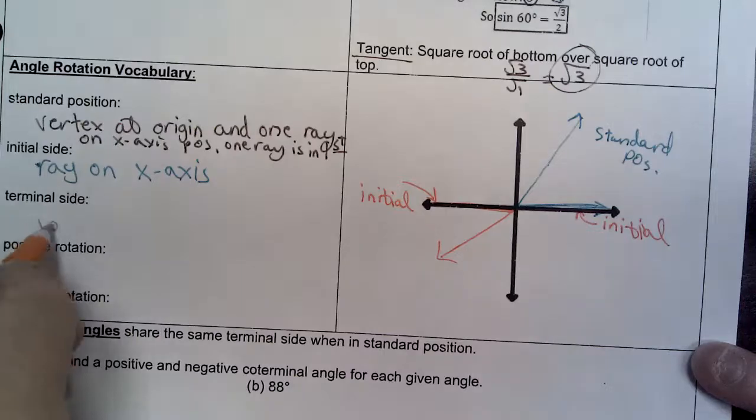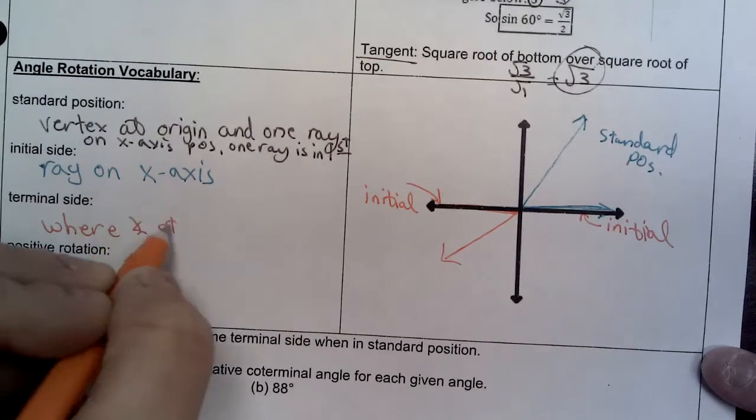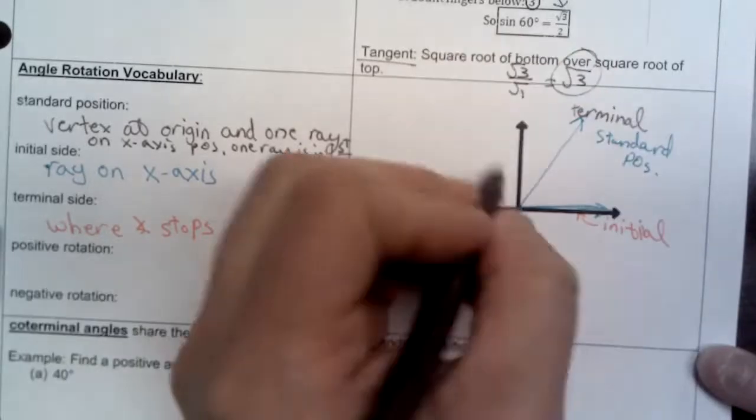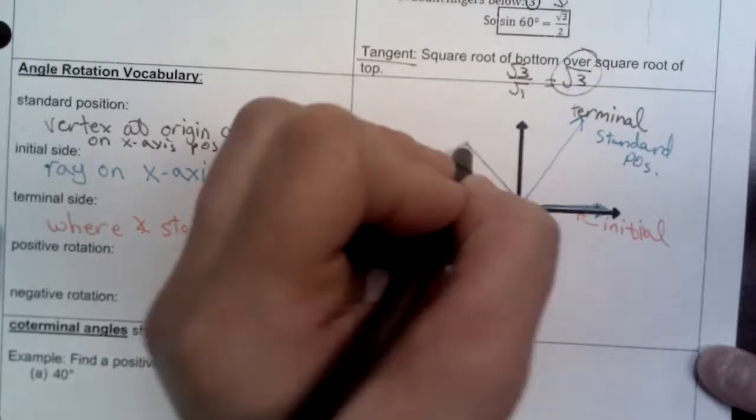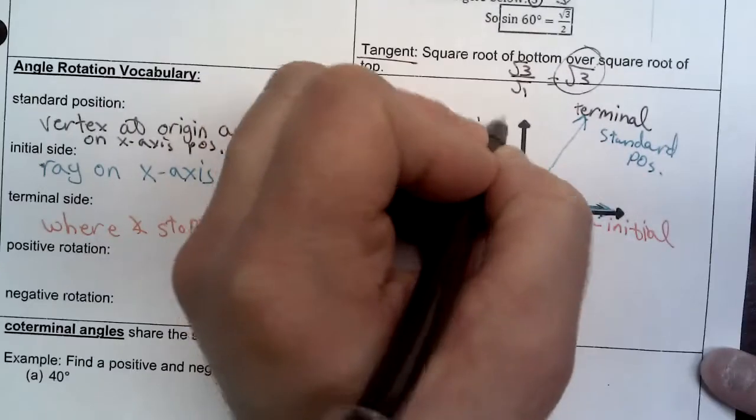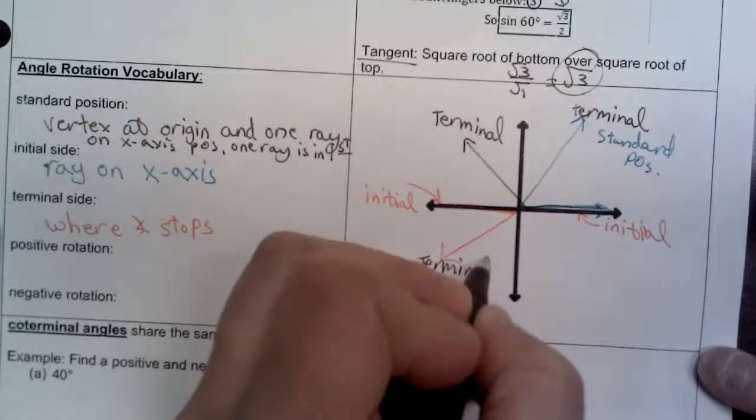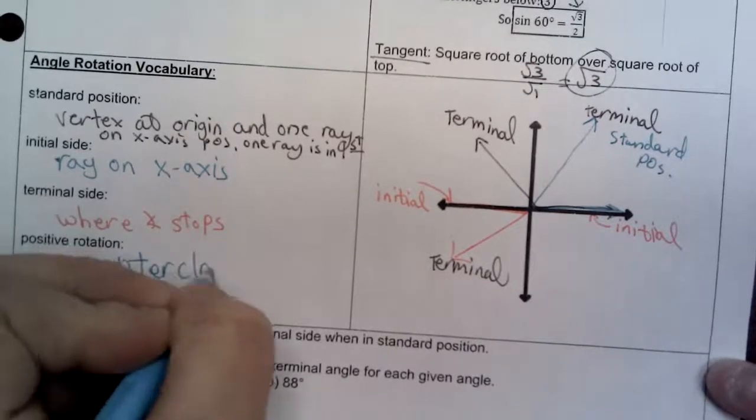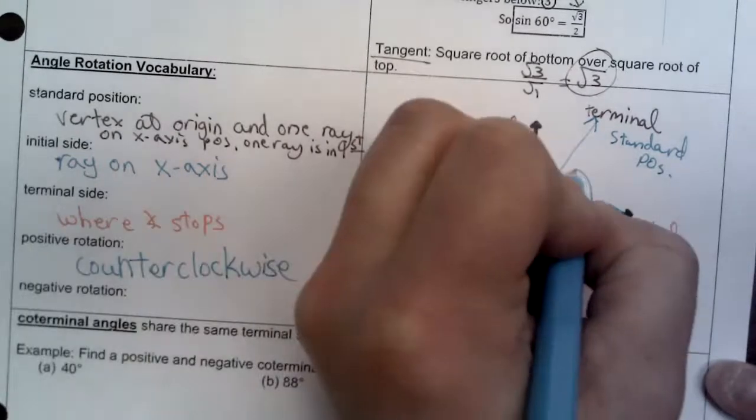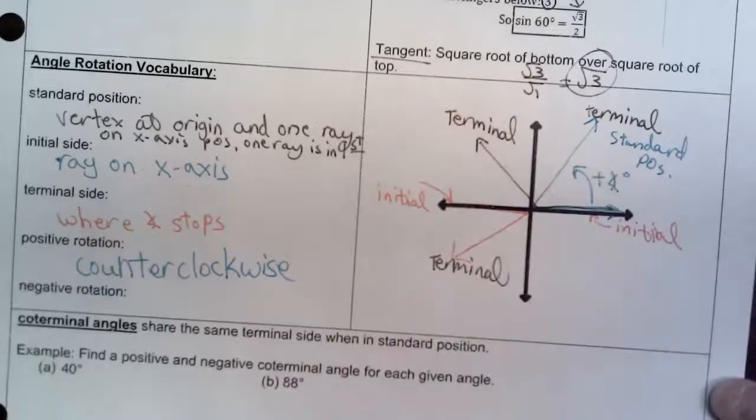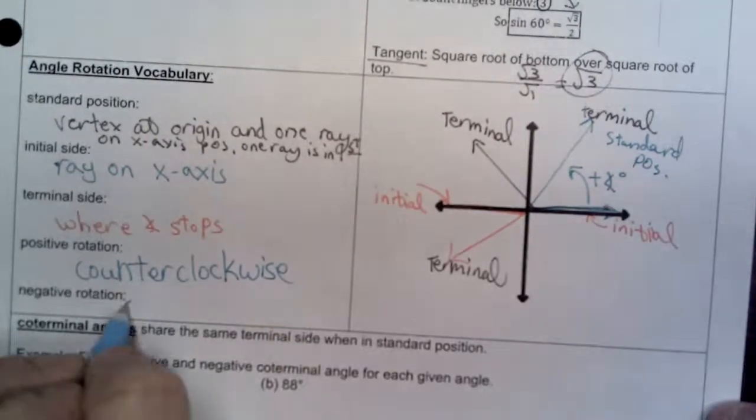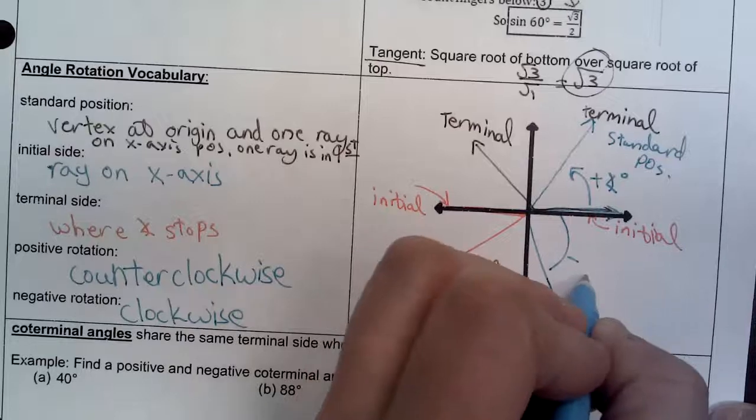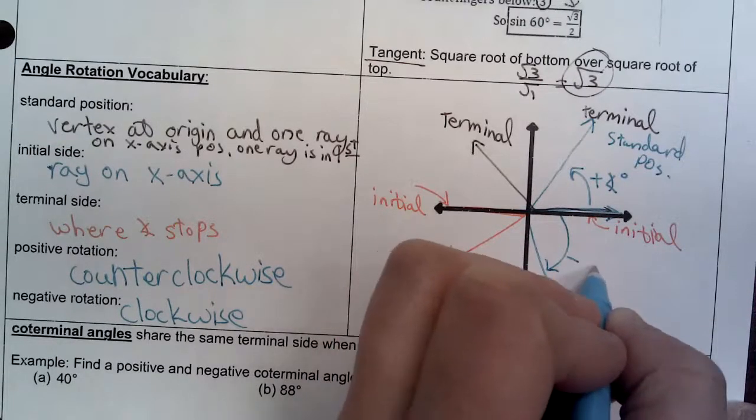Terminal side is where my angle stops. So this would be a terminal ray or terminal side. If this angle started here and went all the way to there, then this could be my terminal side. So it's whichever ray the angle ends on. And then we have rotation. Positive rotation is counterclockwise, just like our quadrants go. So if I'm going this way, I'm going to get a positive angle in degrees. Okay. And then negative rotation is clockwise. So if I'm going this way, I'm going to get a negative angle in degrees.